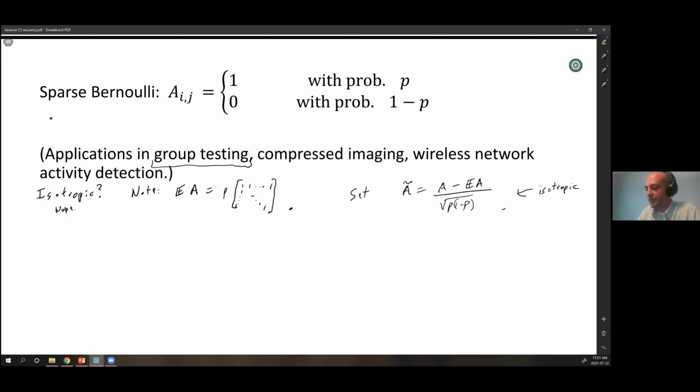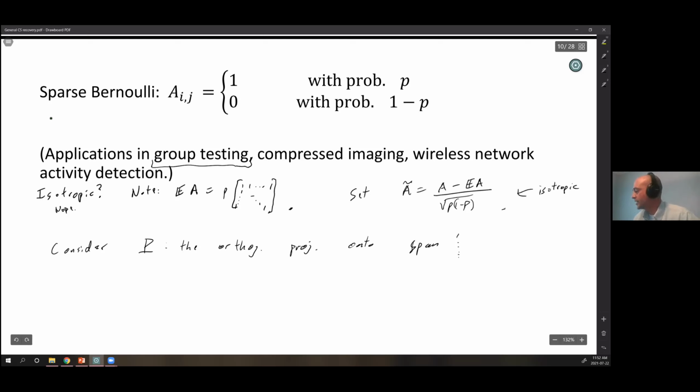Well, what you could do is consider P, the orthogonal projection onto the span of the all ones vector, but the orthogonal complement of that. So a space that has codimension 1. Then P times A, after rescaling, would in fact equal P times A twiddle. And the expected value has been removed because the orthogonal projection zeroes out the all ones matrix.